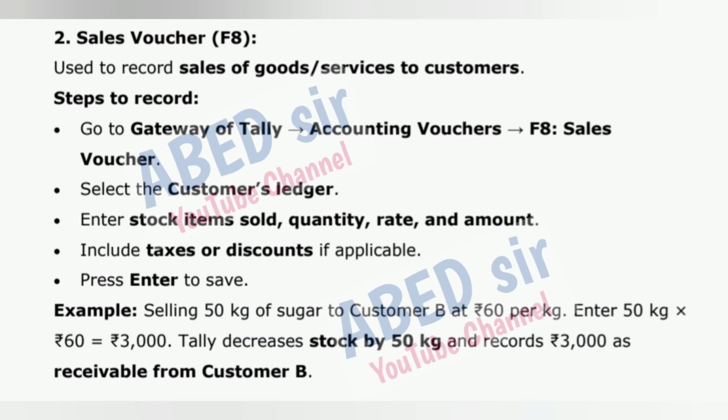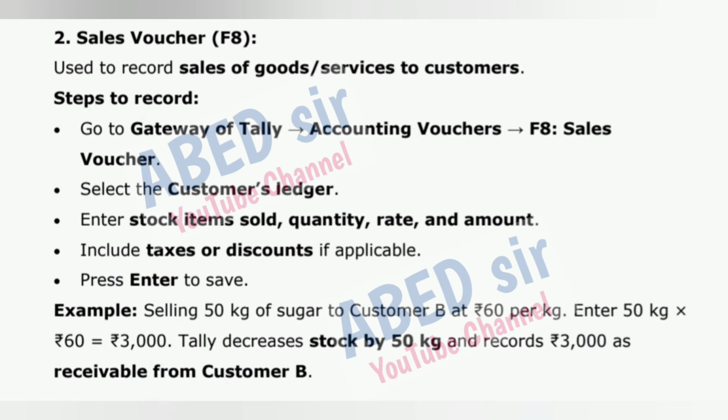2. Sales voucher, F8. Used to record sales of goods and services to customers. Steps to record. Go to Gateway of Tally, Accounting Vouchers, F8, Sales Voucher. Select the customer's ledger. Enter stock items sold, quantity, rate, and amount. Include taxes or discounts if applicable.